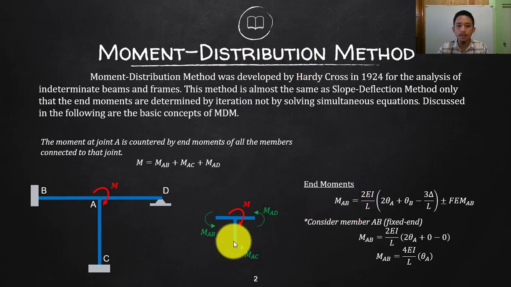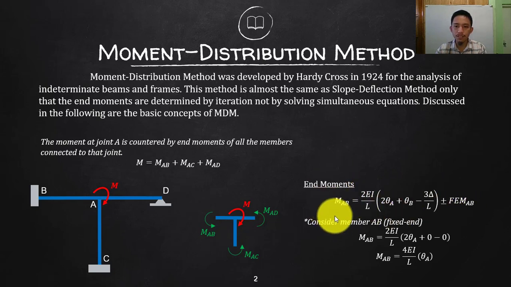Okay, so if you cut just after joint A, you have the moment M, which is the moment at joint A. That will be distributed. If that is clockwise, it could be countered by MAB, MAC, and MAD, which are the end moments of members AB, AC, and AD. Again, if you recall your slope deflection equations, these are your end moments.